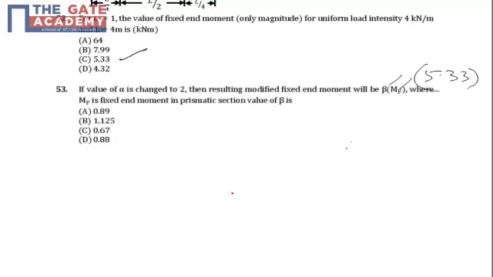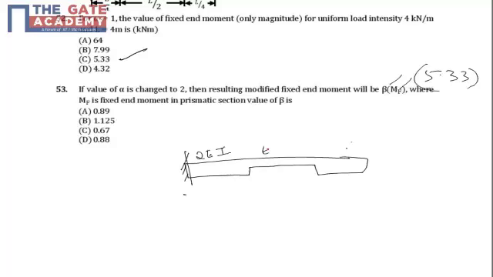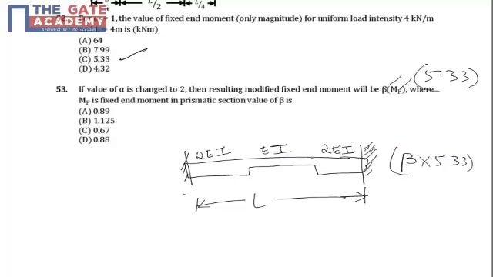And it is asked that now if section is made like this, that it is having different properties at the end. This is 2EI, this is EI, and this is again 2EI, and this end is again fixed at this particular end, and span is L. So it is asked that what is the value of beta into 5.33, because now MF dash is defined as beta into MF, where value of MF is used from previous question that was related to prismatic section.